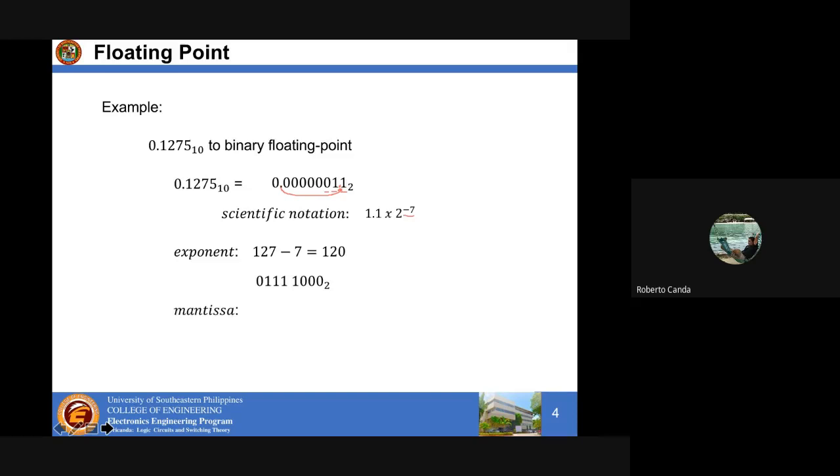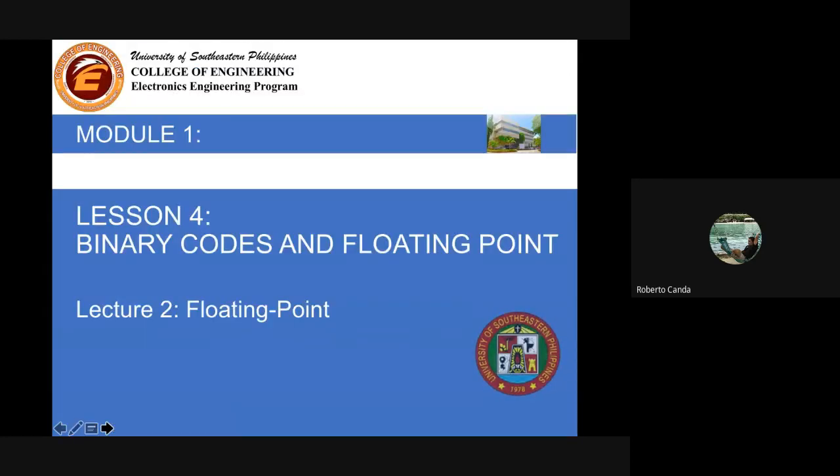And your mantissa is equal to 1, then 23 zeros following. Since your scientific notation is 1.1, this is part of your mantissa as your leading bit in your mantissa. And that is all for floating point.